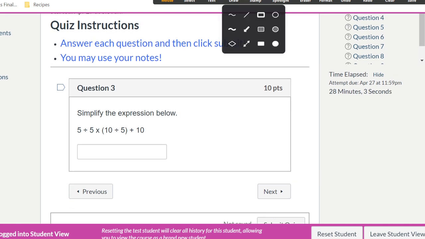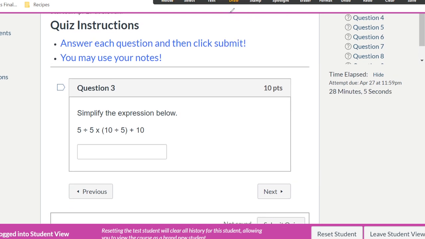Same as before, when it says simplify, we're just going to solve for whatever it is. So let's go ahead and write this out on the side so you can see it better. 5 divided by 5 times 10 divided by 5 plus 10. We write out our steps again. Please excuse my dear Aunt Sally.